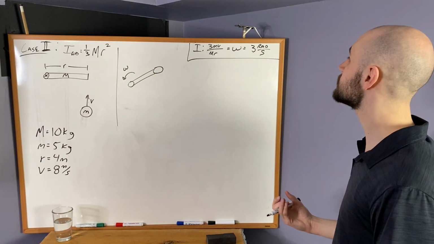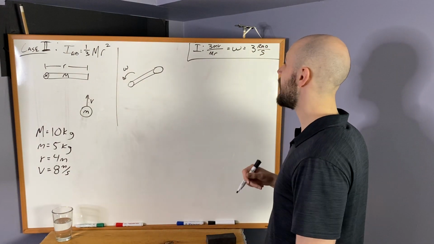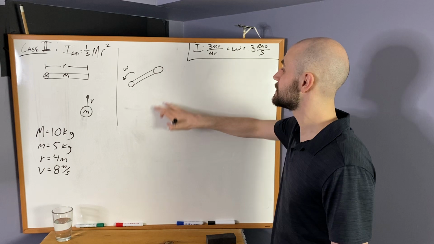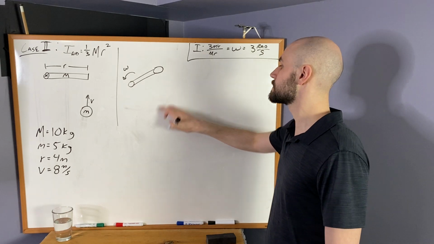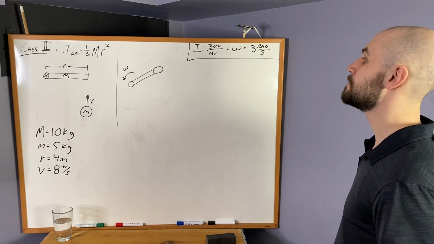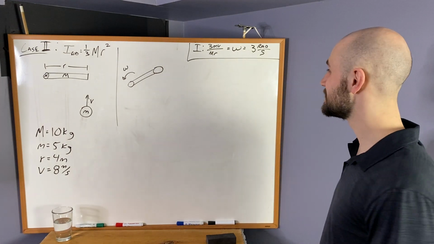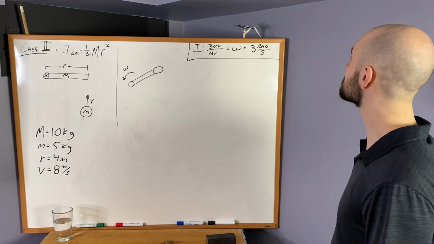How is this going to compare to the first one? Make a prediction. Do you think it's going to be quicker? Do you think it's going to be slower? Based on what you understand about linear momentum, you should be able to have some kind of idea of what's going on here. Based on what you know about rotational inertia, you should have some idea too. But it's always good to work it out and see what's going on.